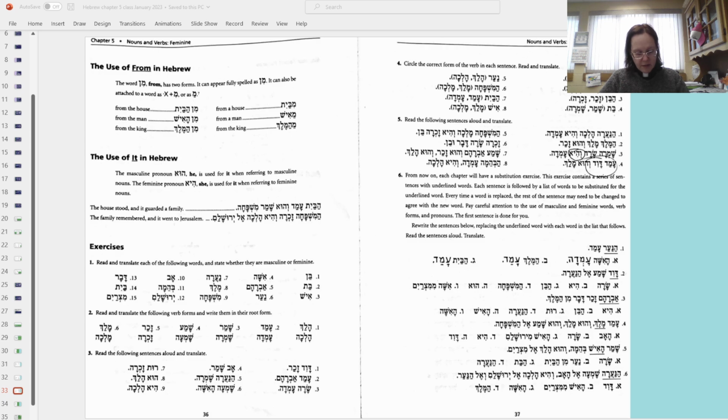The second one, we have ha mishpachat, zakra, v'hi, halka, el Yerushalayim. The family remembered and it went to Jerusalem. Now you can see in that sentence we have a hey at the end of mishpachat. We have the hey at the end of zakar. We have the hey at the end of halak. So those are all feminine endings to those verbs, and so the "it" in there is actually feminine.